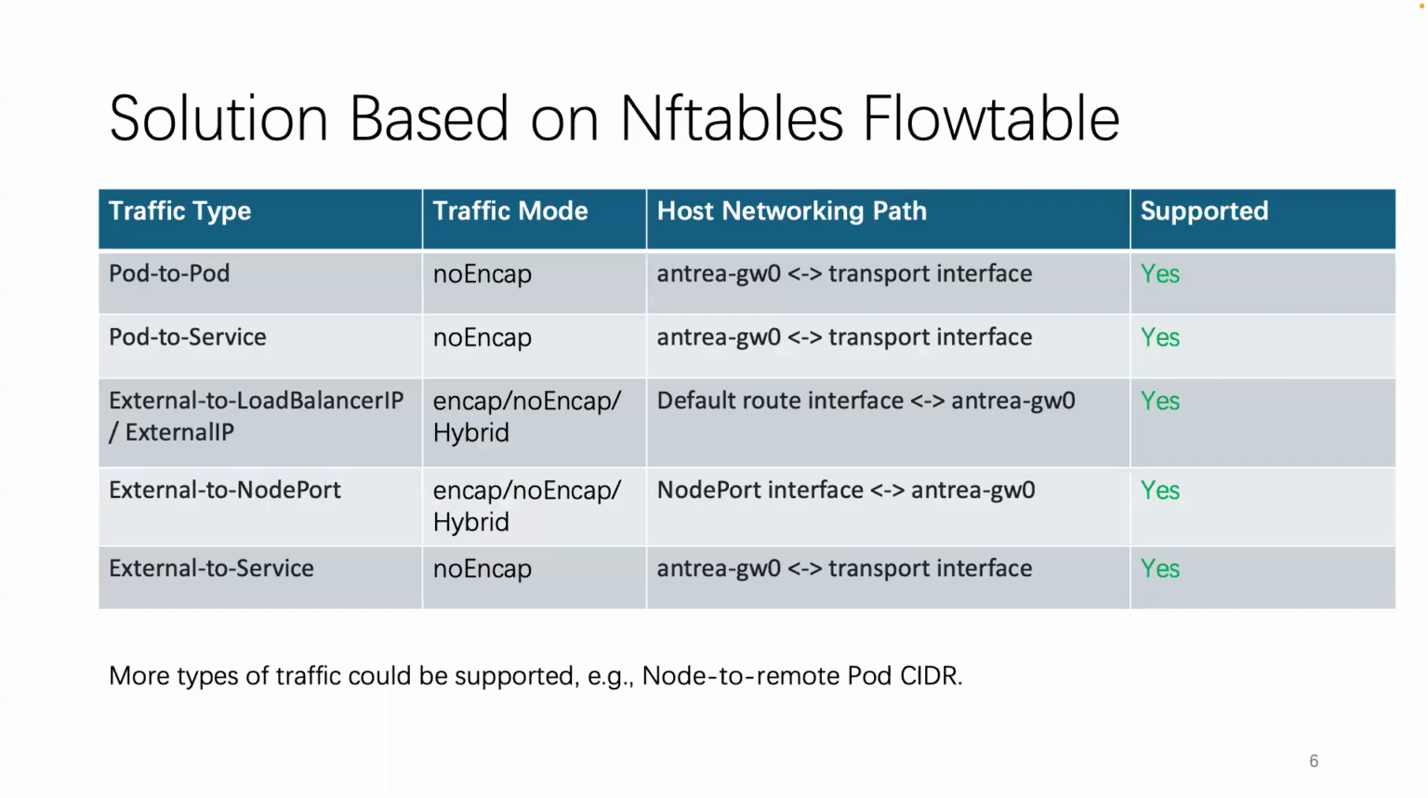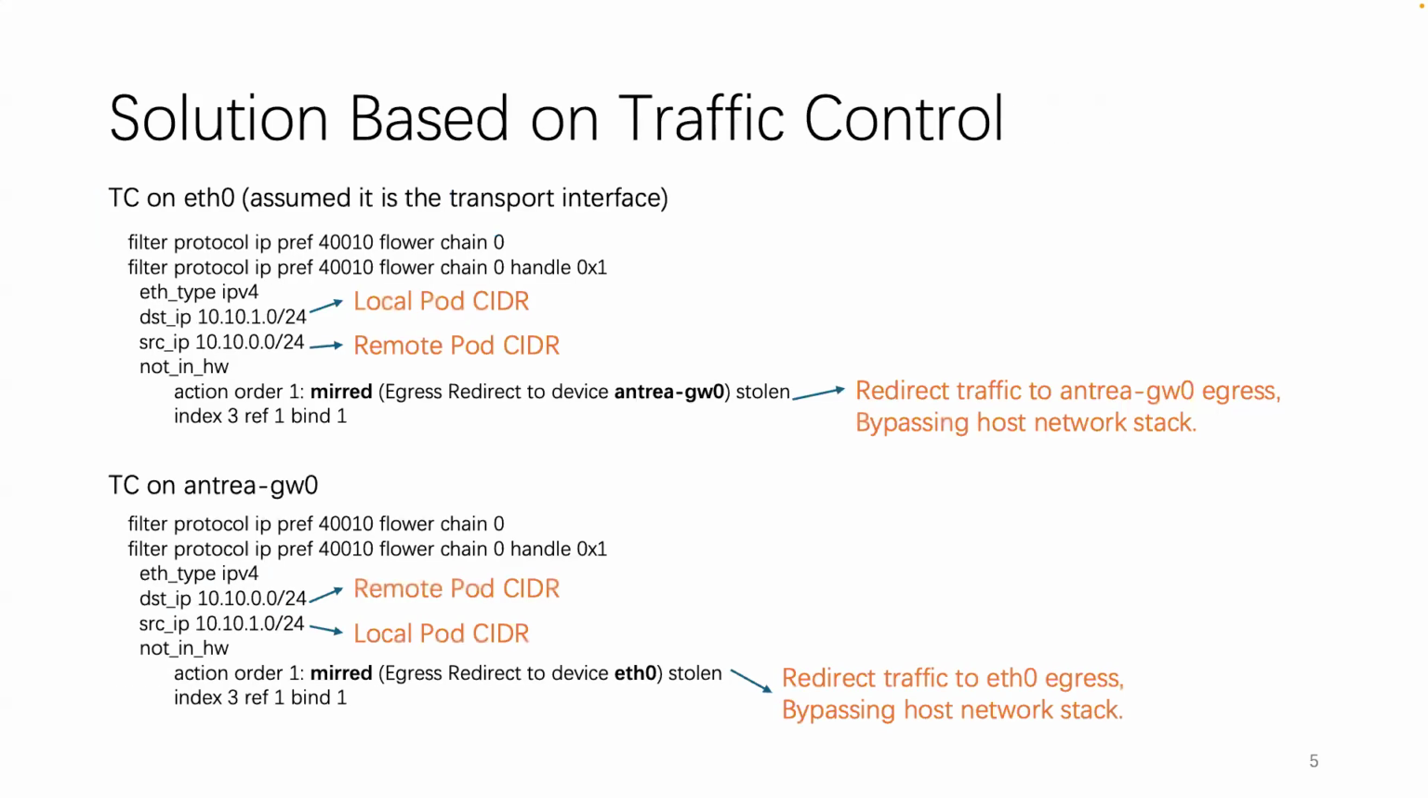The next solution is based on nftables flow table. In theory, I have a comment on the TC rule. It seems that in this solution we will need one flow for each pair of port slider, right? Yes. Basically, if there are n nodes, then we need n-1 flows on each node.